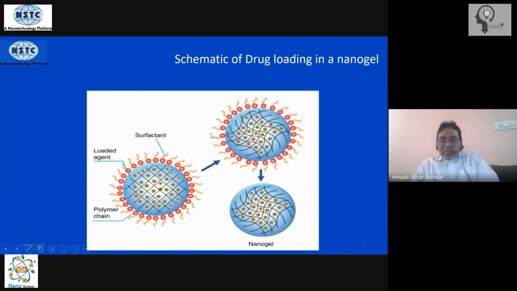So removing the surfactant layer, which was providing the template, is quite easy. By dispersing it in an organic phase, it can all be washed away. Then you have a water dispersible nanogel ready for application.